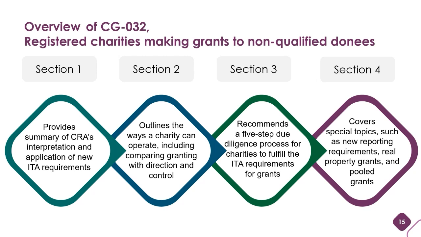Here's a brief overview of the granting guidance. There are 4 main sections. In section 1, we provide a summary of our interpretation and application of the Income Tax Act requirements for grants. In section 2, we outline the different ways a charity can operate. We also compare granting with direction and control. In section 3, we provide our recommendations for ways a charity can meet the Income Tax Act requirements. This is a 5-step process focused on due diligence, accountability, and documentation, all intended to ensure the grant is used to further the charitable purposes of the charity. And finally, in section 4, we discuss some special topics such as new reporting requirements, as well as different types of grants like real property grants.